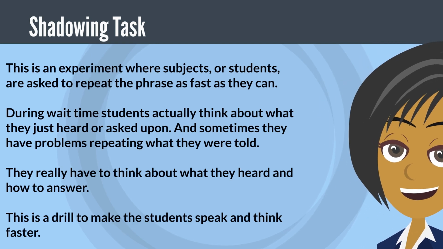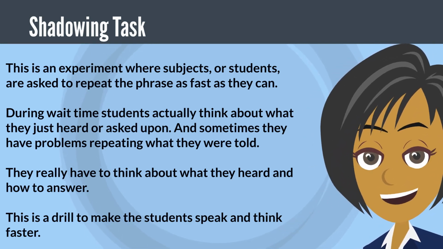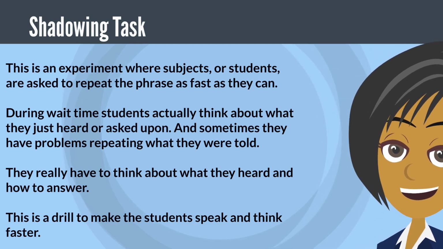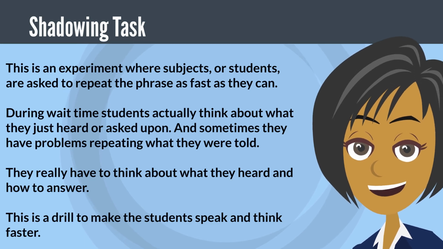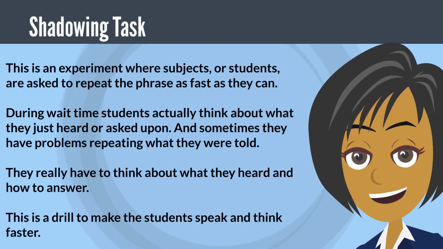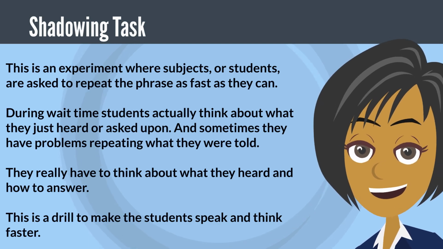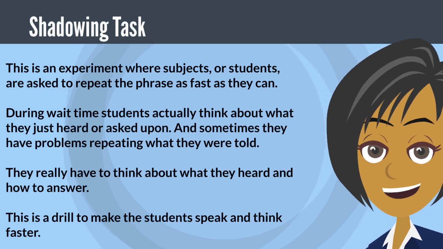A shadowing task. This is an experiment where subjects, or students, are asked to repeat the phrase as fast as they can. During wait time, students actually think about what they just heard or were asked. And sometimes they have problems repeating what they were told. They really have to think about what they heard and how to answer. This is a drill to make the students speak and think faster.